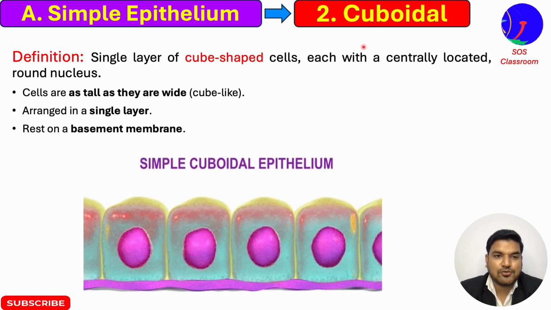Next is the cuboidal. Cuboidal means the cells of the epithelium tissue are cube-shaped, each with a centrally located round nucleus. You can see this is the round nucleus placed centrally, and these are the cube-shaped cells. There are different types of cube-shaped cells mixed together to form the cuboidal tissue. These cells are as tall as they are wide. You can see the cells are tall compared to the width, arranged in a single layer. You can see this arrangement in a single layer resting on the basement membrane. So this is the basement membrane.